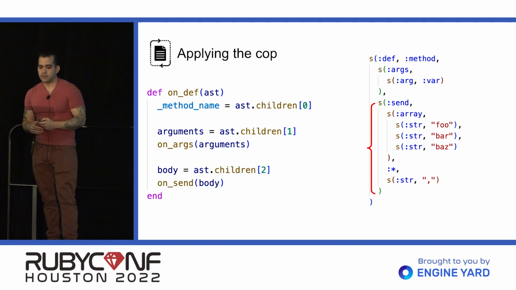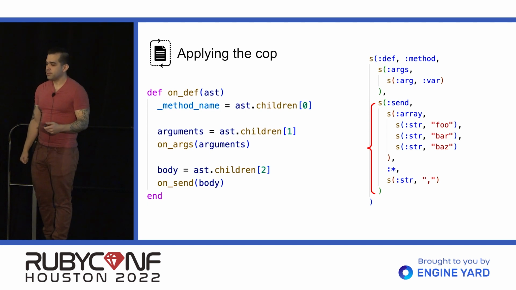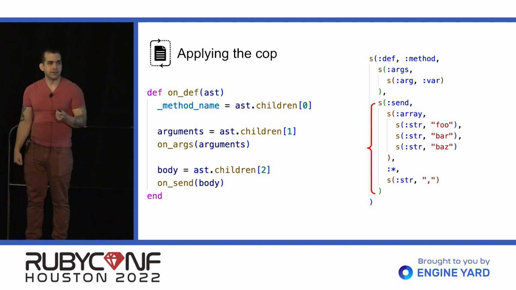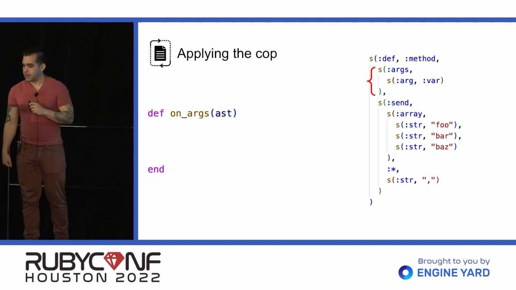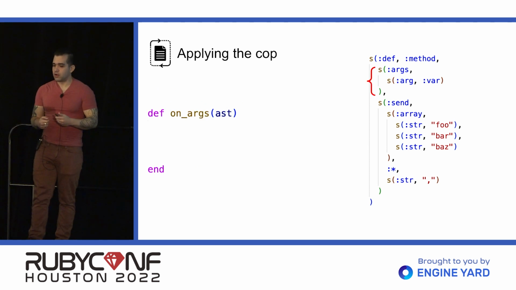The last child is the body of the method. It could be a few different things, but to keep it simple, we'll focus on what it is here. So we'll need to write an onSend method. So now we can start looking at those methods. What does the onArgs do?